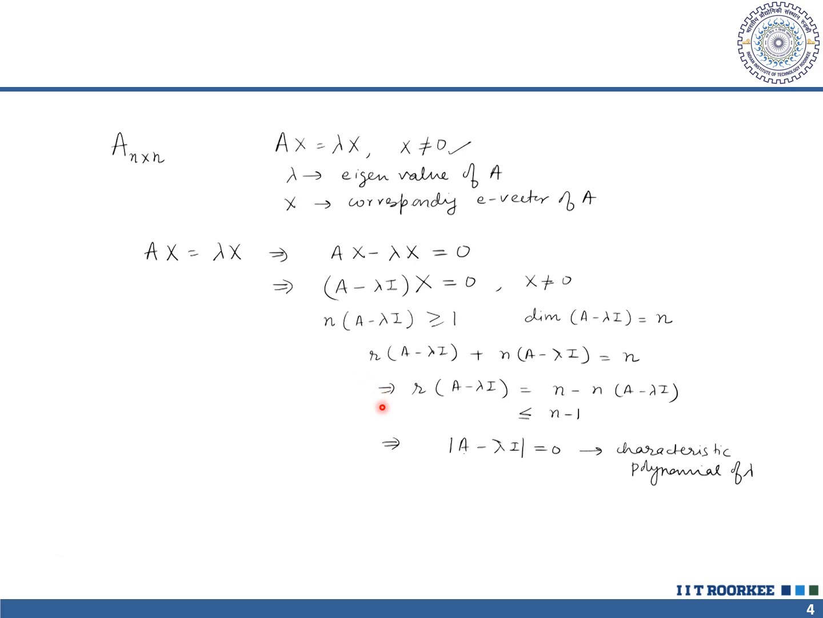So what does that mean? What does it mean that the rank of A minus lambda I is less than or equal to n minus 1? The dimension of the A minus lambda I matrix is n and the rank is less than the dimension. So when you write the row echelon form of the matrix, there exists at least one row which is completely zeros. When there exists one row that is completely zeros, its determinant value is 0. So we can write det of A minus lambda I equal to 0, which is the characteristic polynomial of lambda.